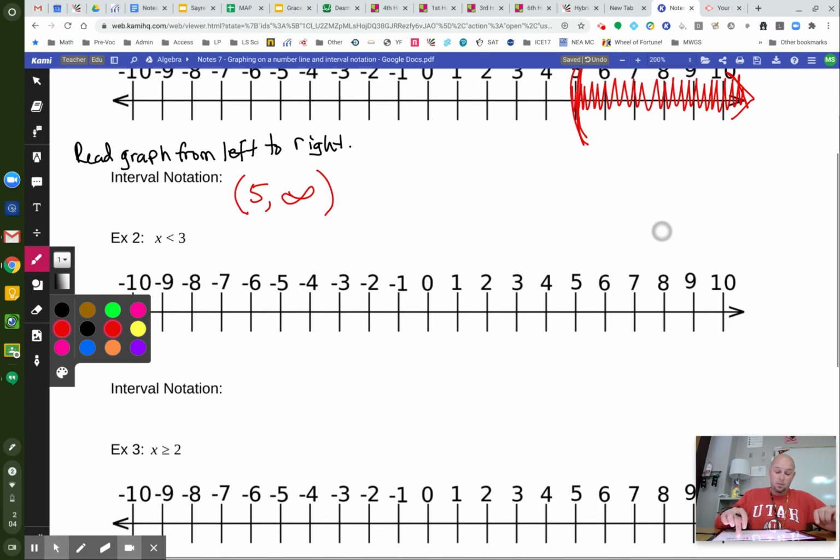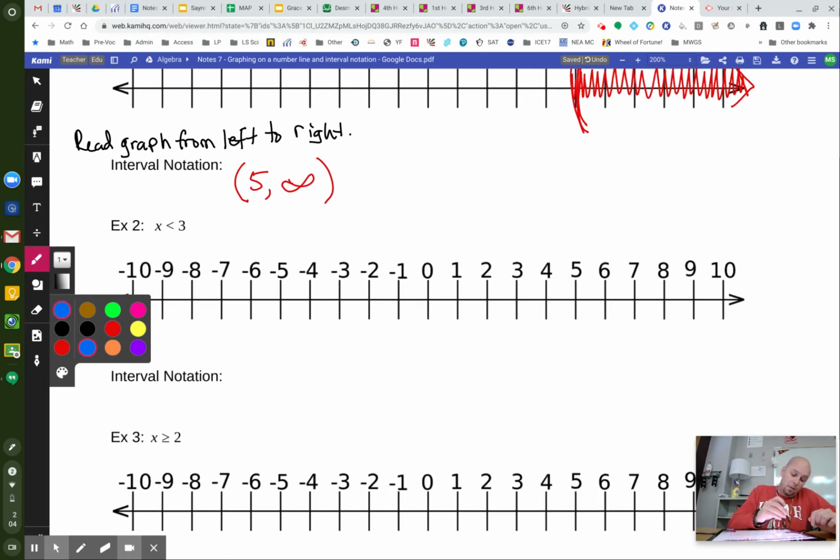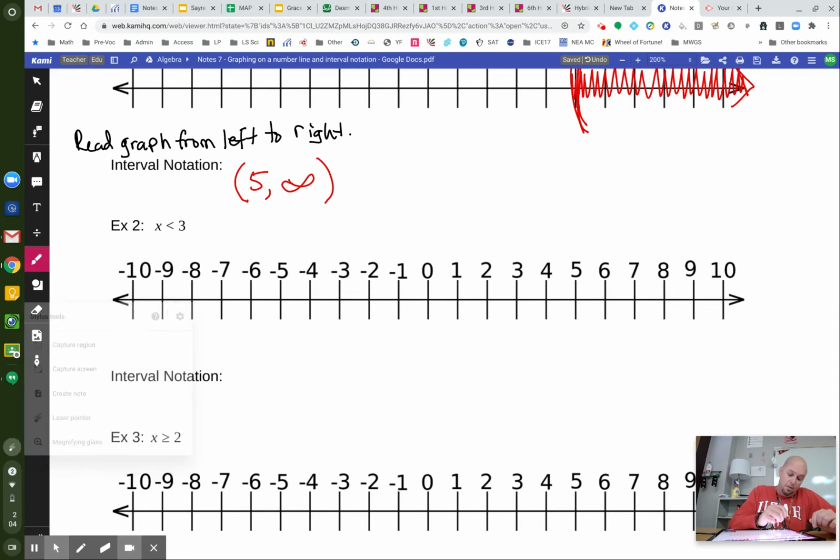So let's move on to the next one. So over here, we have x is less than 3. So we're going to start at 3. Since we're going less than, again, there's no equal sign, so we're going to do a parenthesis, and we're going to start at 3. And since it's less than, we're going to have it going that way, and I'm going to shade everything to the left.